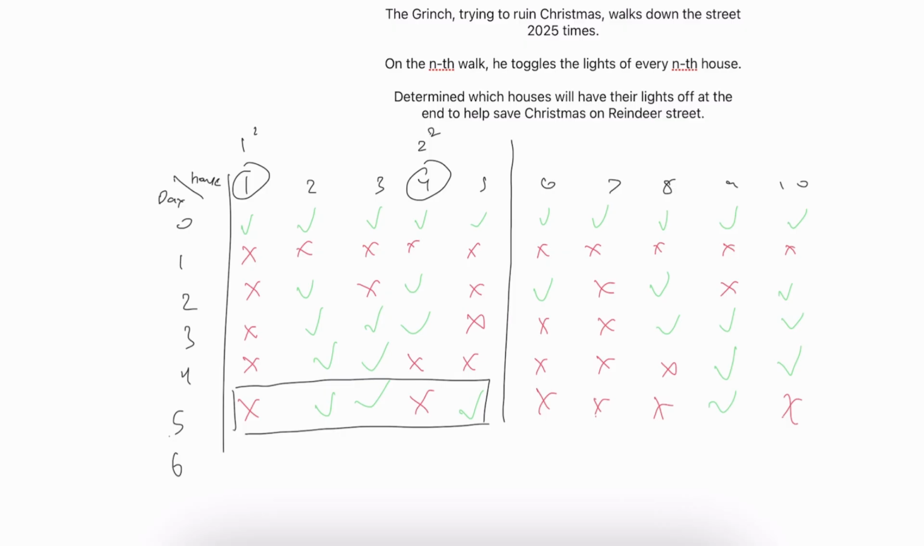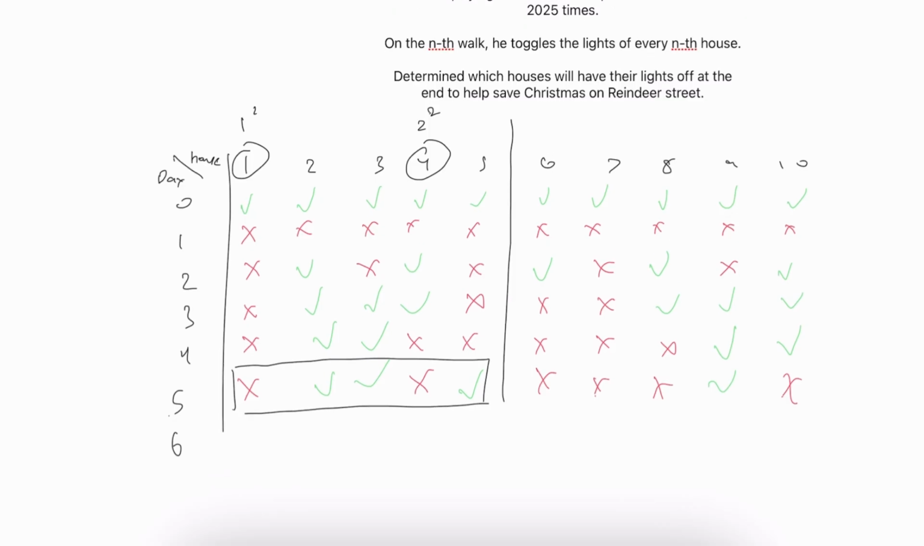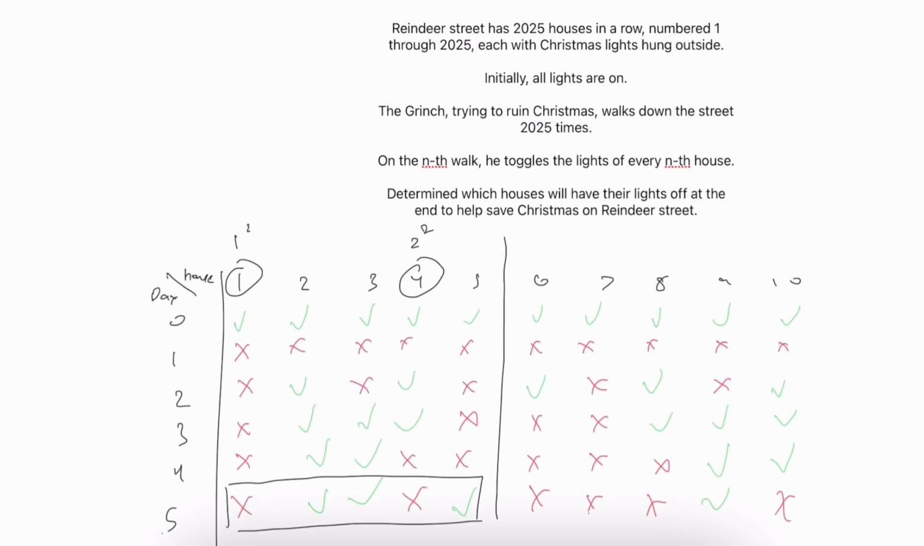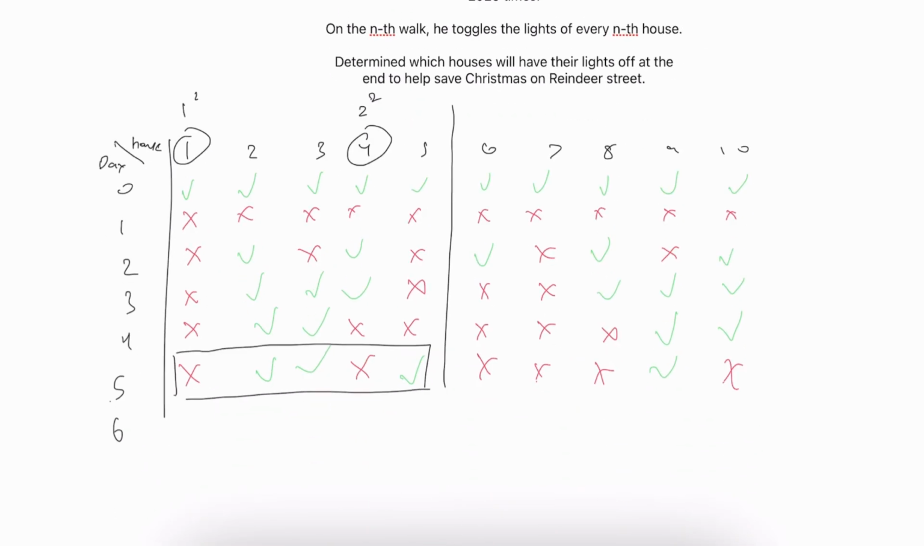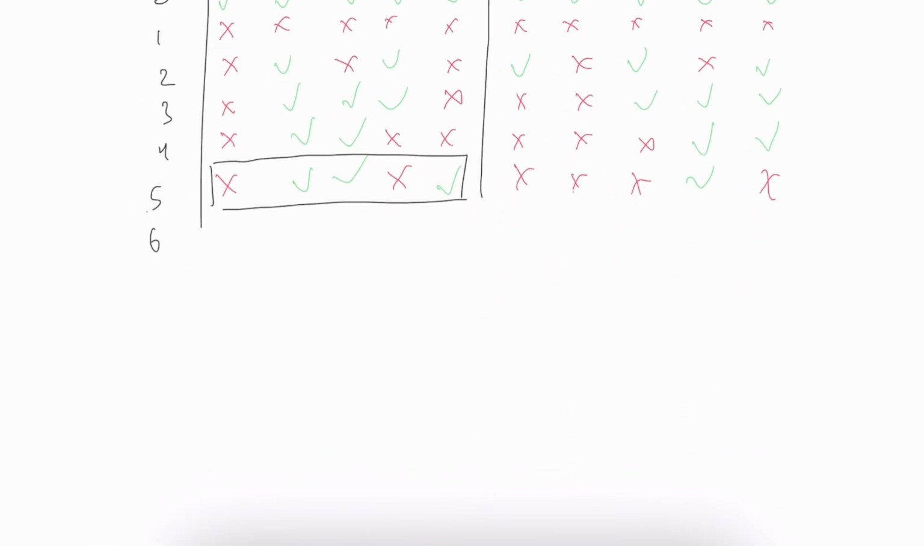And so now that we have this hunch, we want to prove this or show this more rigorously. And the way we can do that is we can just look at a particular house, right? Let's say house n. And we want to determine how many times the Grinch will toggle the lights of this house. So on which walks will house n be toggled?